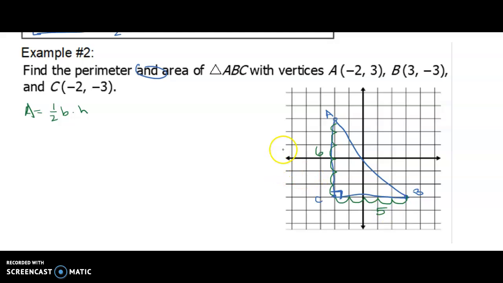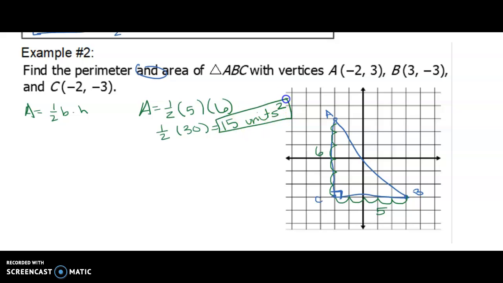Okay, so the base is 5 and the height is 6. So area equals 1/2 times base 5 times height 6. So 1/2 times 30, which is 15 units squared. Don't forget, we're talking about area, so we're in square units. Okay, so the area of this triangle is 15 units squared.